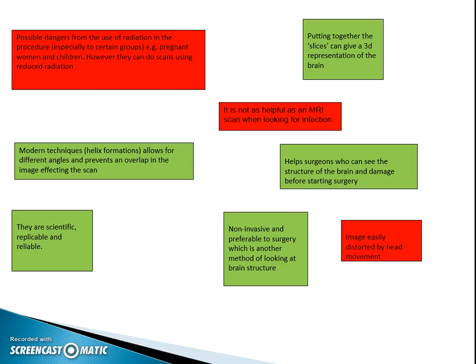Again, here are the strengths and weaknesses of this. Again, lots of the same things: scientific, replicable, reliable, and we can use it to help surgeons figure out what's going on in the brain before we start surgery. It's non-invasive, but there are similar weaknesses. And we are dosing you with some radiation, no more than a normal X-ray, but still it's something to consider. It's not as helpful as an MRI scan when looking for things like infections. And the image is easily distorted by head movements and things. That's why you have to remain incredibly still. So that's a quick summary of the 3 types of brain scan.